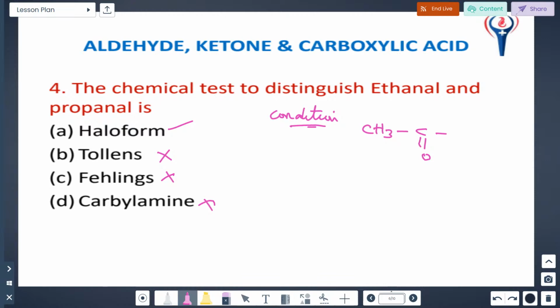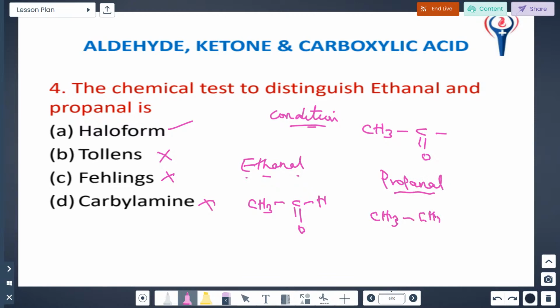Now see this ethanone. What's the formula for ethanone? CH3-C=O. Here is the formula for ethanone. What's the formula for propanone? I write it here: CH3-CH2-C=O. It's called propanone.